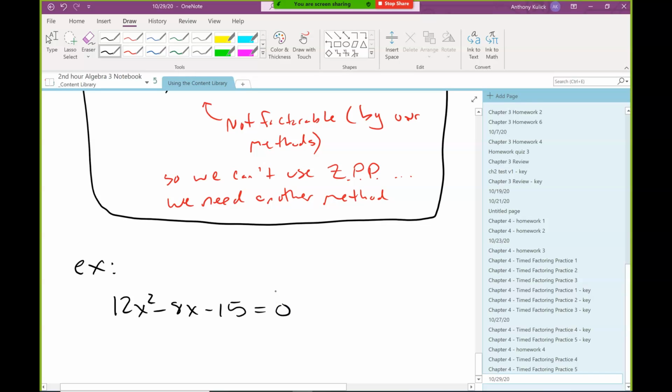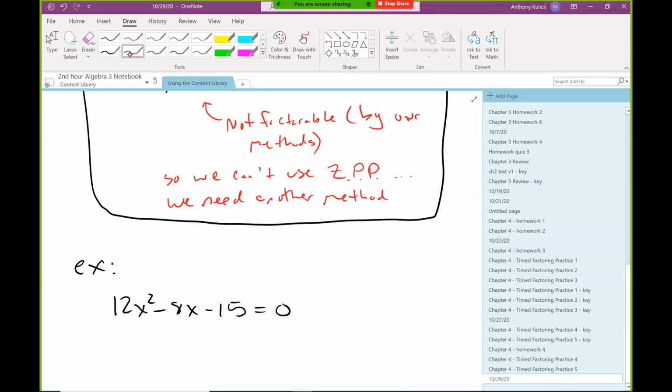So what if we have 12x squared minus 8x minus 15 equal to 0? What do you notice that's different about this one than the previous examples? Look at the leading coefficient. It's not 1. What does that mean? Probably can't use our shortcut, right?